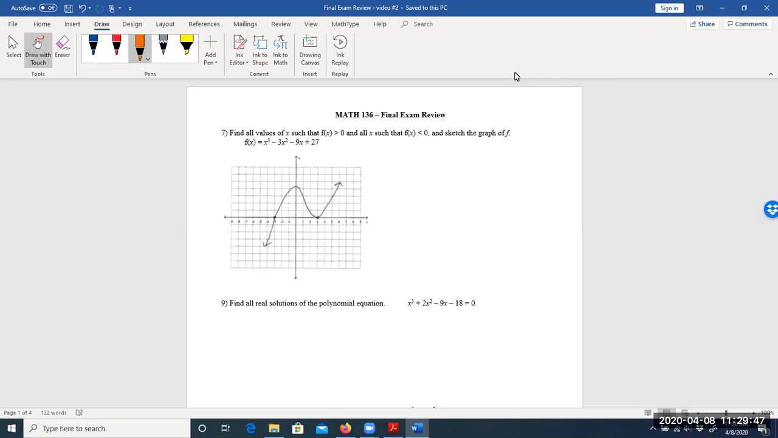Continuing with the review, I did realize that I forgot to state on which intervals f of x is greater than 0, and where f of x is less than 0. So let me go ahead and do that for number 7.